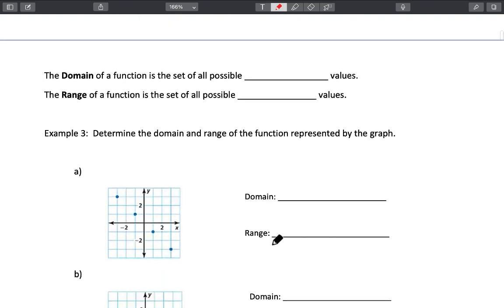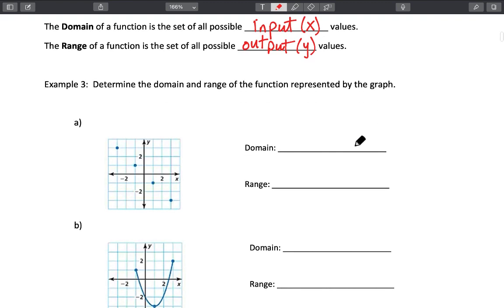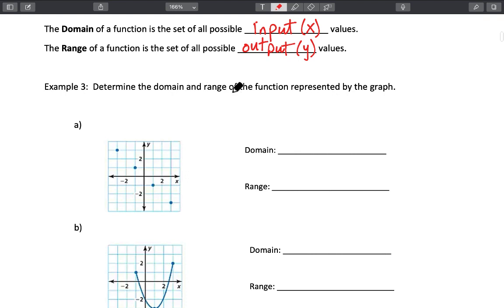All right, so a few more terms and definitions. The domain of a function is the set of all possible input values. Now the input values, remember, are known as your x values. And the range of a function is the set of all possible output values, which are also your y values. So here in example 3, it simply says to determine the domain and range of a function represented by the graph. So if we take a look here at graph 3a, we see it's just plotted points here.